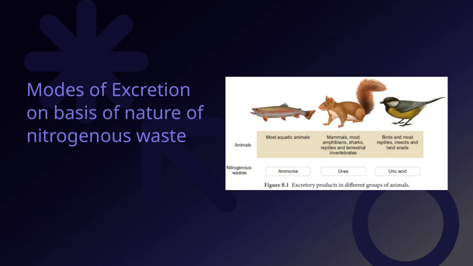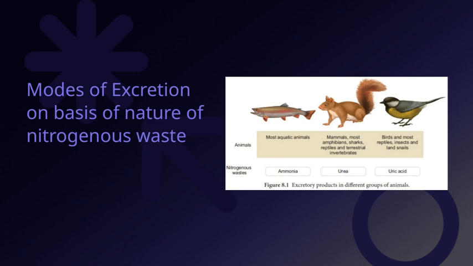As organisms have evolved, they've developed various ways to eliminate these wastes efficiently. The key point here is that the type of nitrogenous waste an organism excretes depends largely on its environment and its metabolic needs. For instance, some animals excrete urea, which is less toxic and requires moderate amounts of water to eliminate. This is common in terrestrial animals like mammals and amphibians.